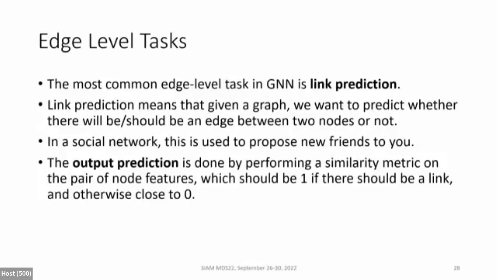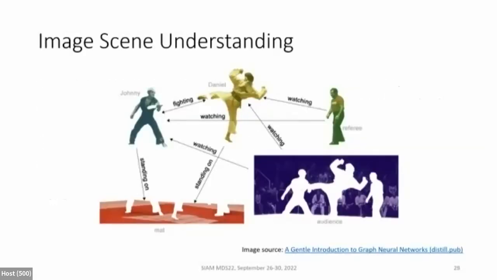And just to do basic binary classification, we should have a 1 if there is a link, and the network should predict a 0 if there should be no link. This type of link classification can also be used for identifying the relationship between objects in an image. This can be used to predict the relationship between the objects in a scene.